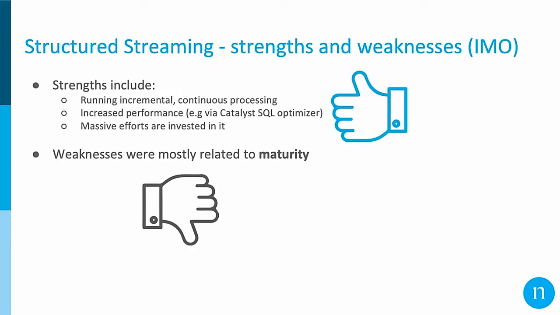Just to summarize some of the strengths and weaknesses of Spark structured streaming, in my opinion. So the strengths include running incremental continuous processing and basically handling state for you. It includes increased performance via Spark Catalyst Optimizer. And maybe one of the biggest benefits is that massive efforts were invested in it from the entire Spark open source community and Databricks themselves. On the other hand, weaknesses were mostly around maturity, so again, not ideal for us, and we needed to rethink our infrastructure again.